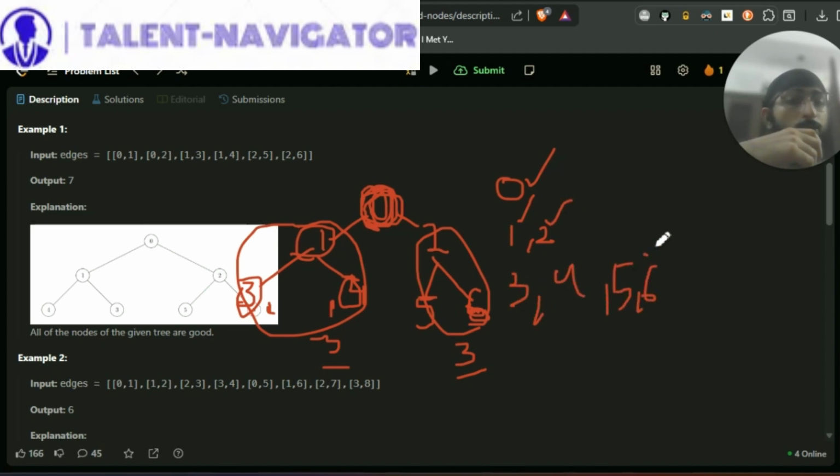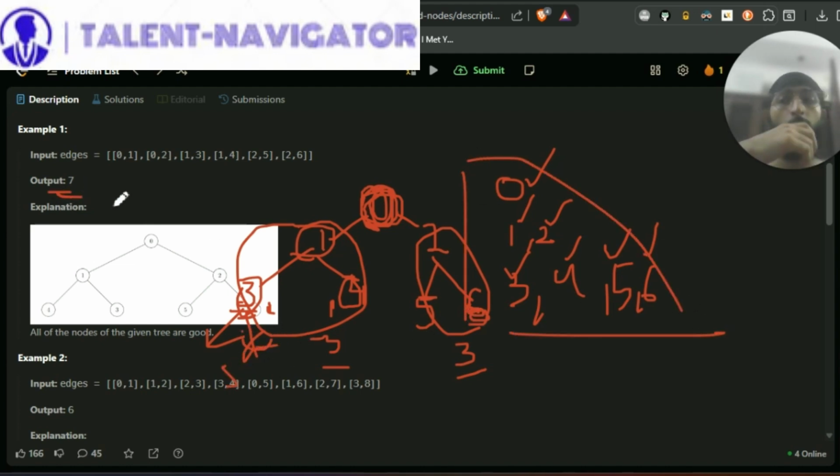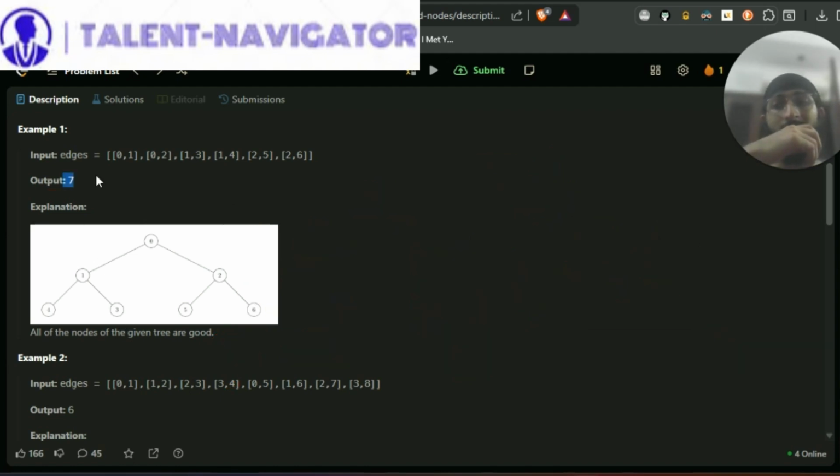and 3, 4, 5, 6, all these are leaf nodes, so they are also indirectly good nodes because they have no subtree falling under them. So the subtree size is 0 for each of these leaf nodes. So basically we have a total of 7 nodes which are good in this tree. So that's the answer, 7.